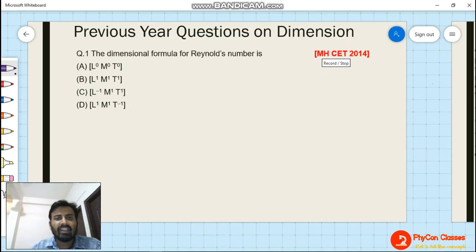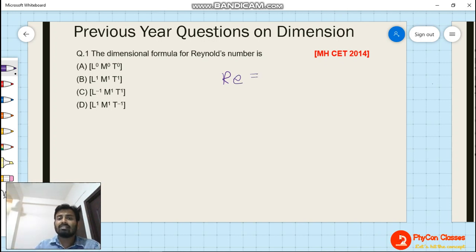Let us solve one previous year question that was asked in Maharashtra CET 2014. What is the dimensional formula for Reynolds number? We have not studied Reynolds number yet, so I will just tell you the formula. This is going to come in the fluid mechanics chapter.